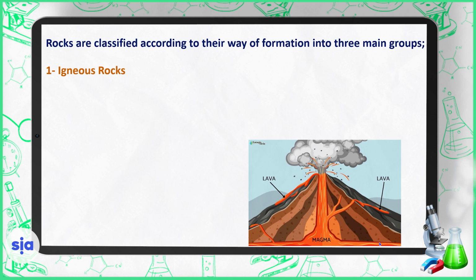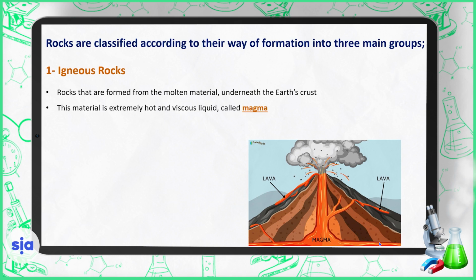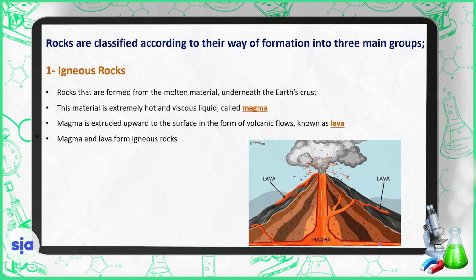We can classify rocks according to their way of formation into three main groups. The first group is the igneous rocks, and these rocks are formed from the molten material underneath the earth crust. This material is extremely hot and viscous liquid called magma. Magma is extruded upward to the surface in the form of volcanic flows known as lava. Magma and lava form igneous rocks.